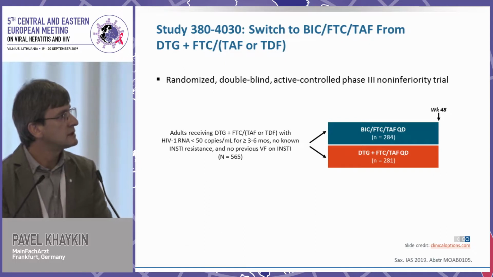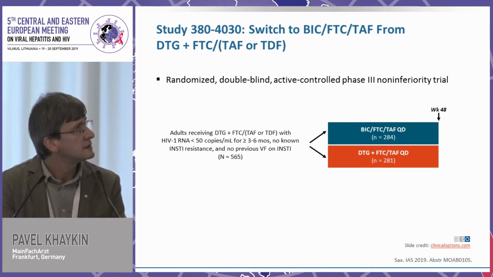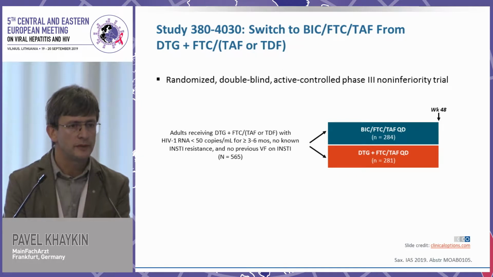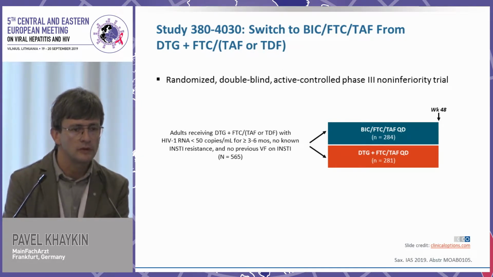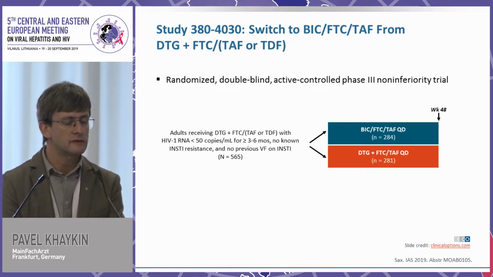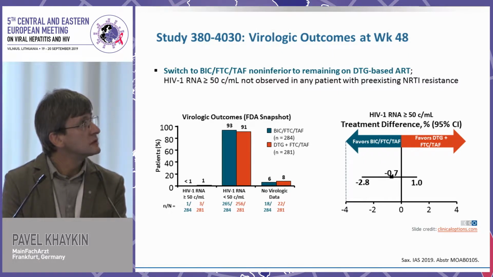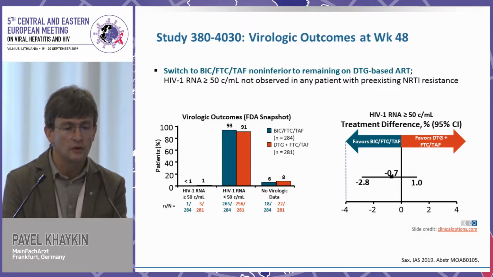One of the latest clinical trials presented at the EACS conference this year is a study of switching to bictegravir/FTC/TAF from dolutegravir/FTC/TAF or tenofovir. You see stable patients were switched with HIV viral load below 50 for a long time and no previous known integrase mutation, and after 84 weeks you see that this trial shows non-inferiority: switching treatment to this new single tablet regimen shows non-inferiority compared to prolonged treatment in the control arm with dolutegravir plus TAF.